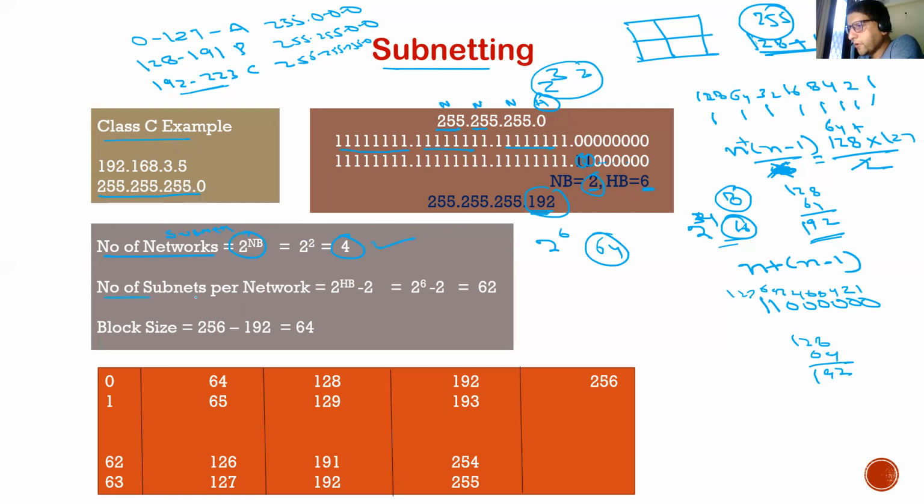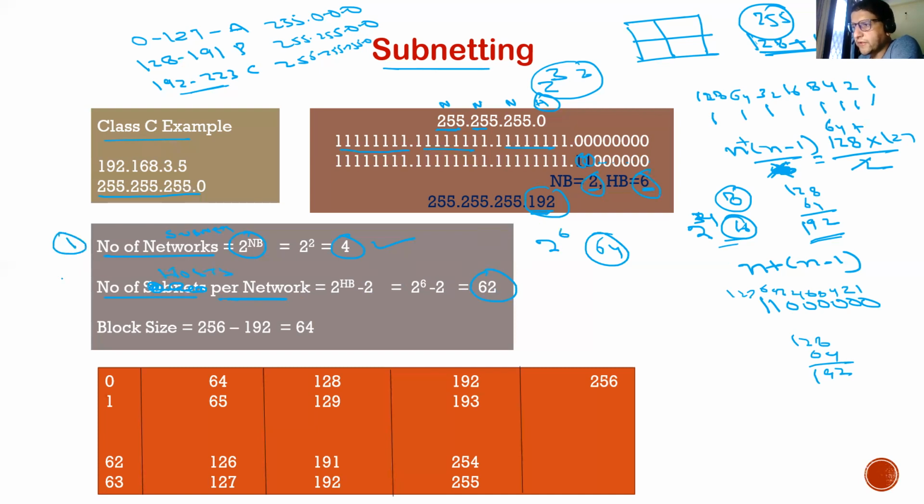And this is not subnets, sorry, this is number of hosts. So these are the number of networks. And how many hosts do I have per network? So 2 to the power host bits minus 2. So what is the host bit? 6. 2 to the power 6 minus 2. 2, 4, 8, 16, 32, 64 minus 2 is 62. Now I know I need 4 networks and I need 62 hosts in each network. So this is my requirement.